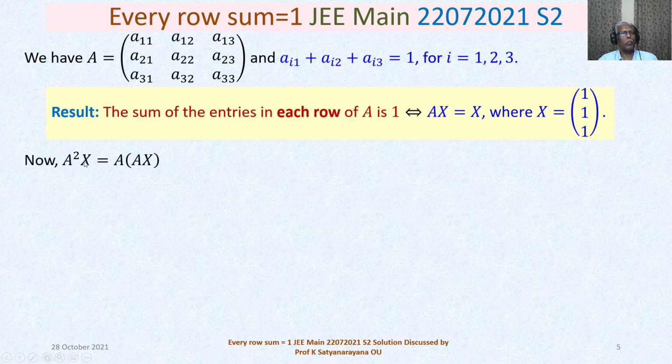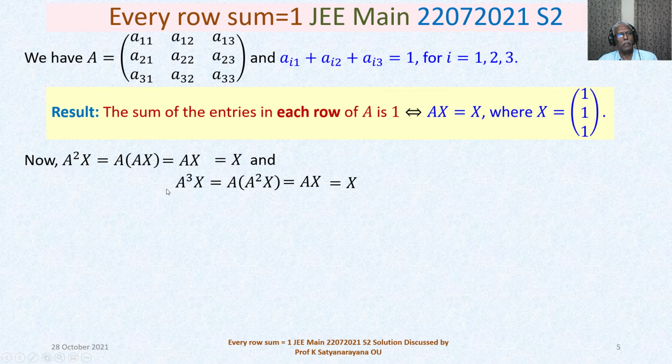Now, A square x is equal to A multiplied by Ax. Now, Ax is x, so this is equal to Ax, but Ax is equal to x. This is equal to x. And if you apply A cube x, that is A multiplied by A square x, but we have proved A square x is equal to x. So it is Ax, but Ax is equal to x, which is x. So what we have proved is A square x is x, and A cube x is equal to x.